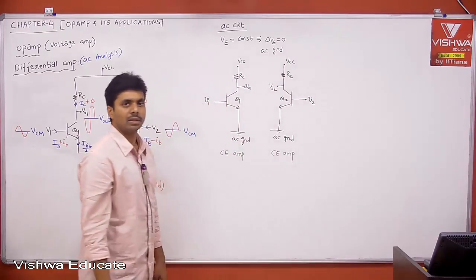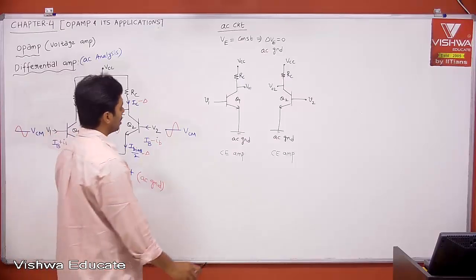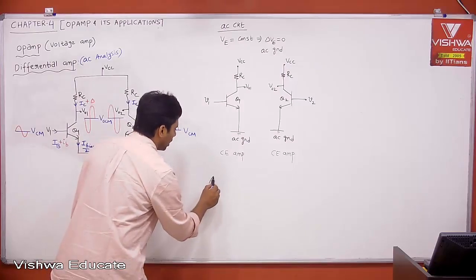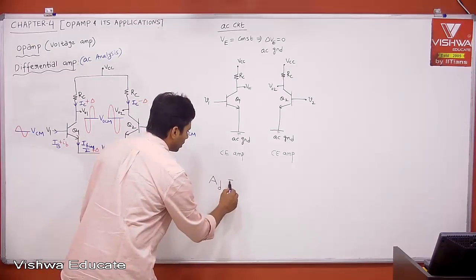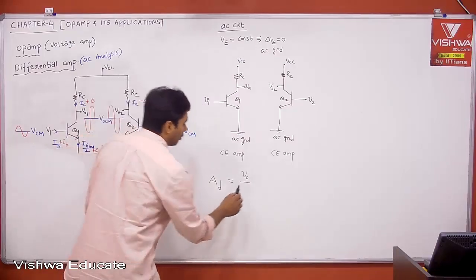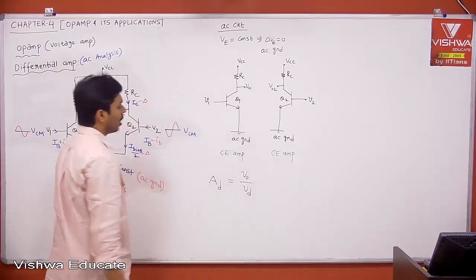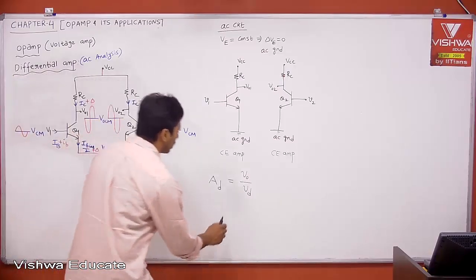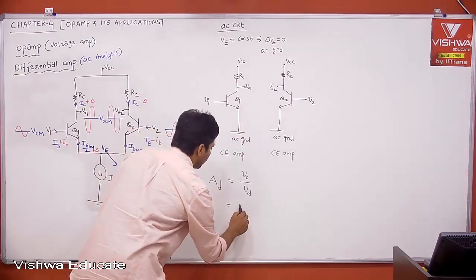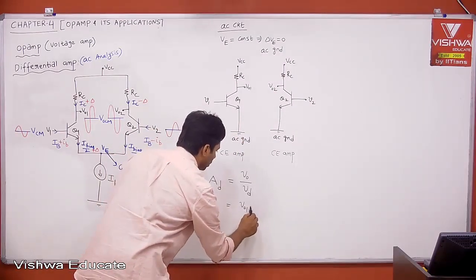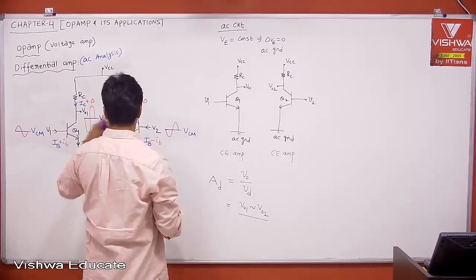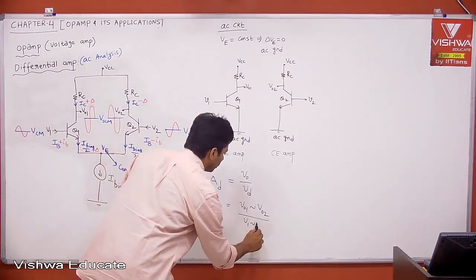Then what is differential gain? The differential gain definition, either you can take this or this, anything is fine. The differential gain AD is defined as output voltage V0 divided by small VD. If you ask me what is V0, V0 is nothing but the difference of V01 and V02. Therefore, this is V01 minus V02 divided by V1 minus V2.